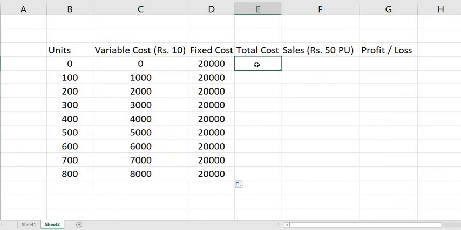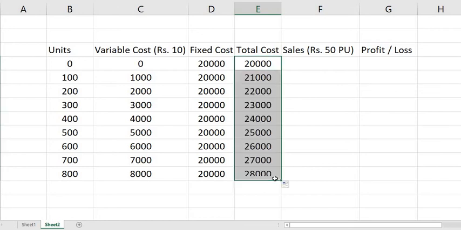Now next column is about total cost. So total cost, we know that total cost is nothing but variable cost plus fixed cost. So we need to add this one and fixed cost column, and we get total cost of rupees 20,000 when you produce 0 units. And when you produce more units, total cost will increase. So total cost is variable cost plus the fixed cost.